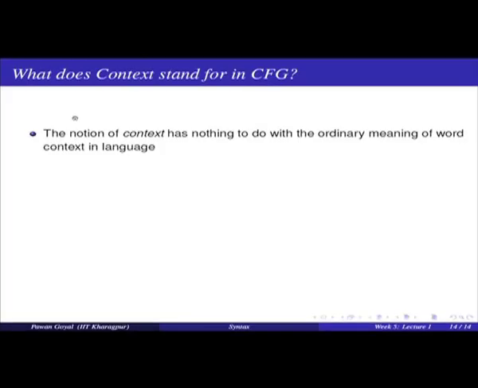Now, I will end this lecture by just saying what the context denotes in context free grammar. What is the meaning of context? In language we talk about context as such: given a word, find out what the context is, what are the previous words, what is the topic and all that. These all define the context. But this context has nothing to do with what context means in the case of context free grammar. This is a very formal notion, so it has nothing to do with the ordinary meaning of the word context in language.